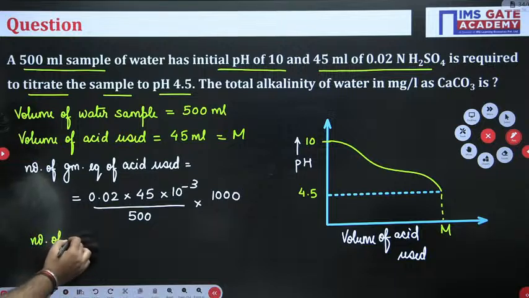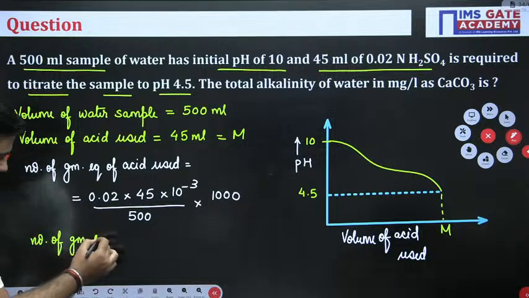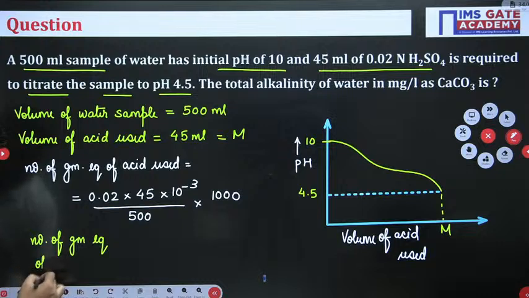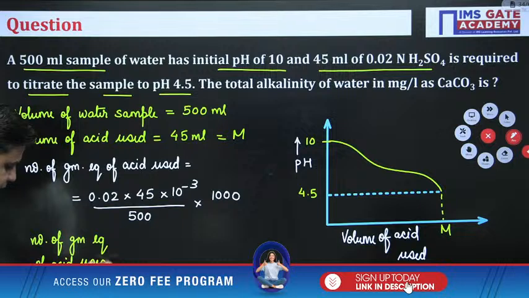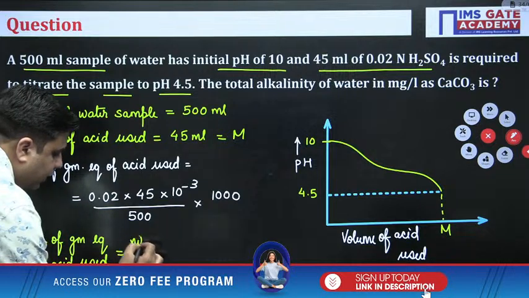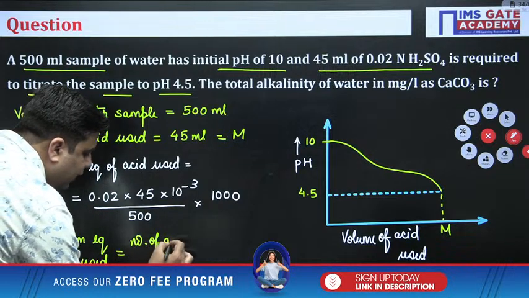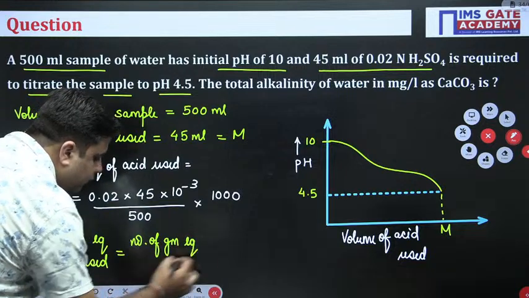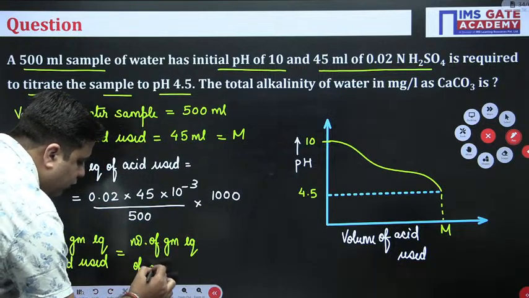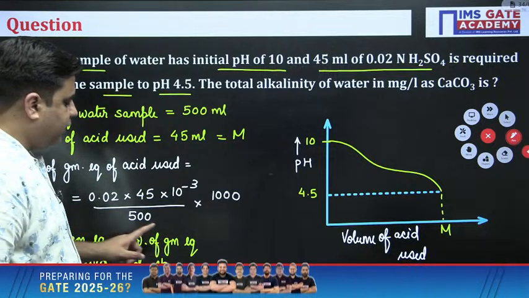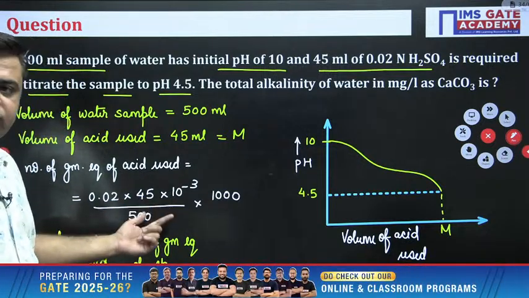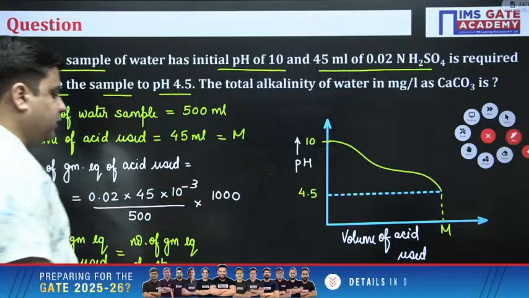Number of gram equivalents of acid used is equal to number of gram equivalents of alkalinity, right? So from here you can calculate number of gram equivalents of alkalinity. Same, you have to simply multiply it with the equivalent weight of CaCO3.